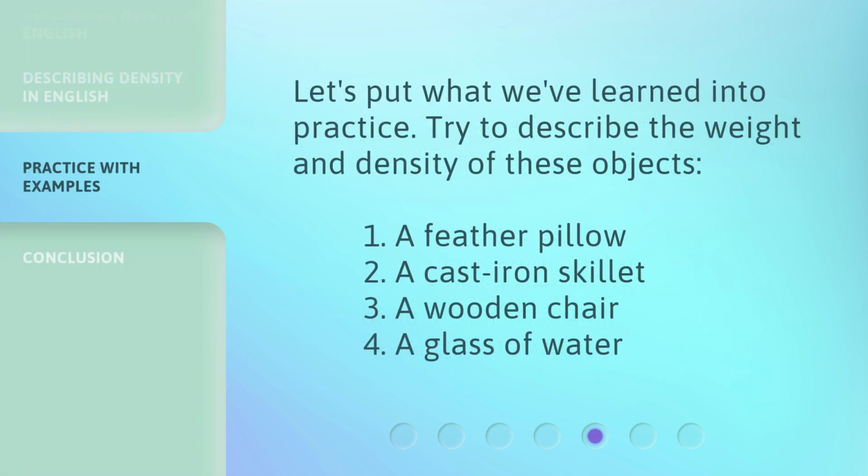Let's put what we've learned into practice. Try to describe the weight and density of these objects. 1. A feather pillow. 2. A cast iron skillet. 3. A wooden chair. 4. A glass of water.